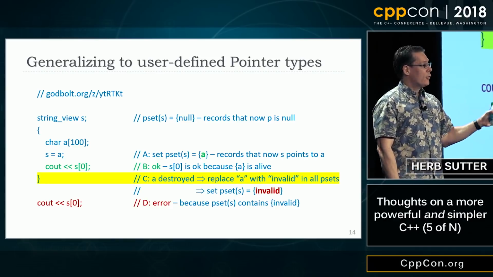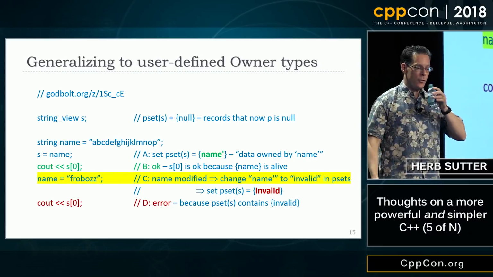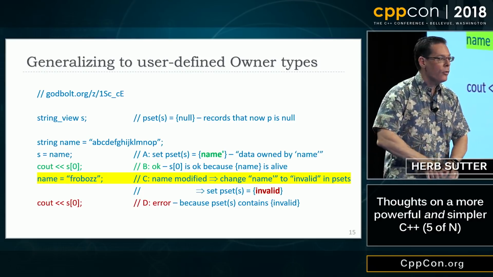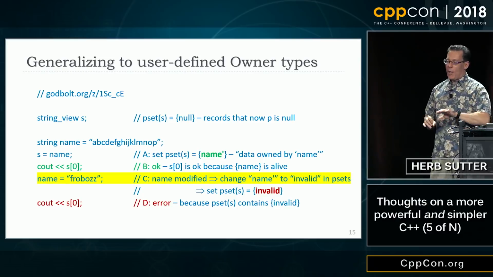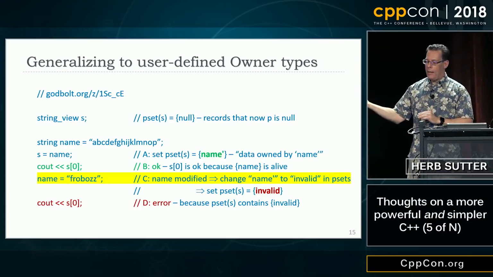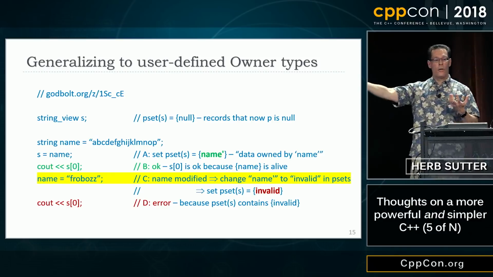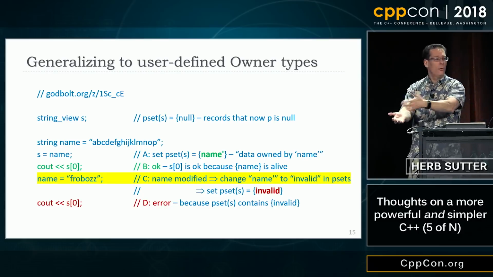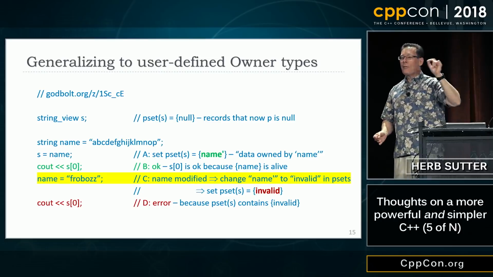So just as we generalized to pointers, let's generalize to owner types. Same example now, but this time with a string. A string is an owner. It owns some data, in this case a character array. Now when I say S equals name on line A, we set the points-to set of S to name prime. So if you get a pointer to an owner's storage, it's to owner prime. That's just our convention for it. You're not pointing to owner, which you could also do, but in this case, you're pointing to the thing owned by owner.